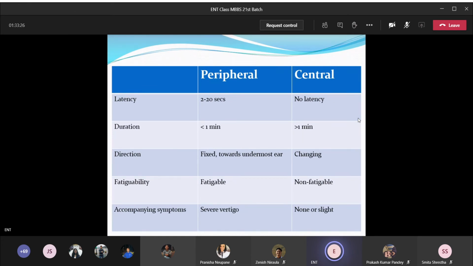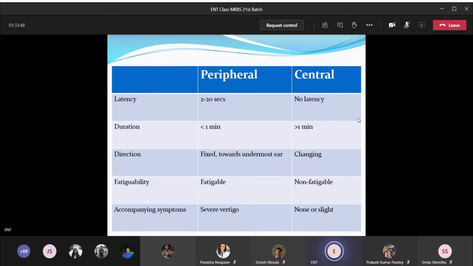Okay. So latency, how much time does it require to elicit the nystagmus? For peripheral it is 2 to 20 seconds, whereas for central there is no latency, it is happening all the time. Okay. So duration for peripheral it is less than 1 minute, for central it is usually more than 1 minute.